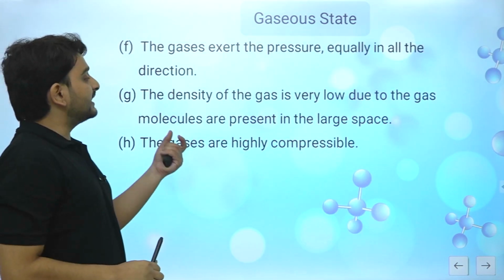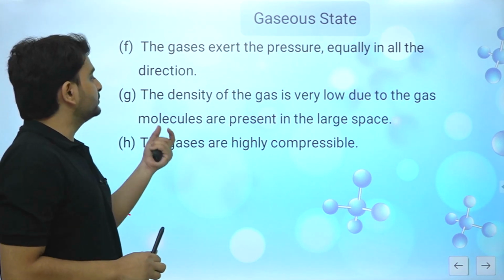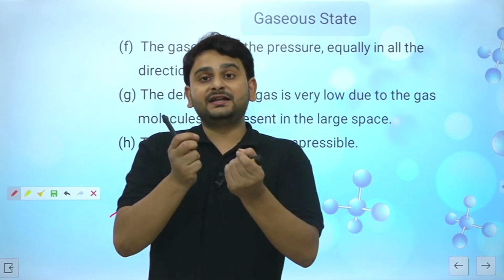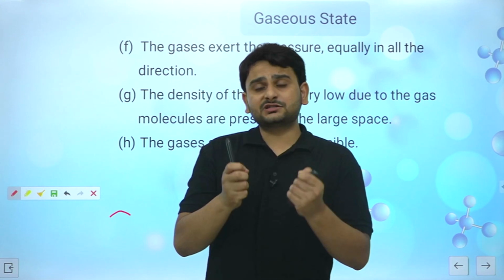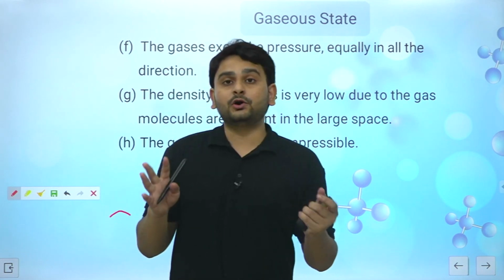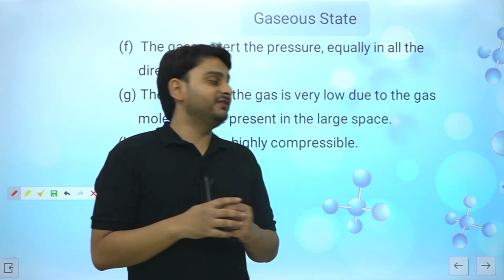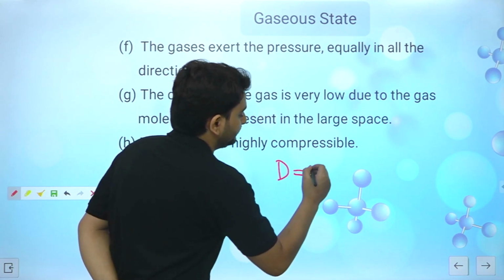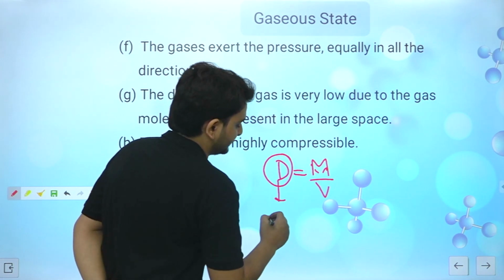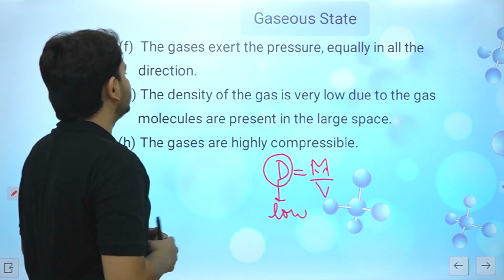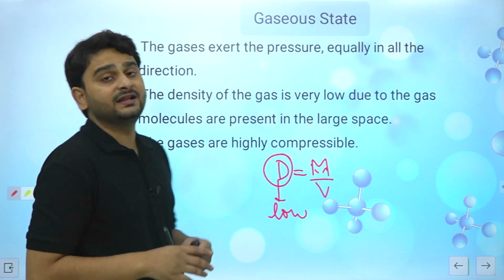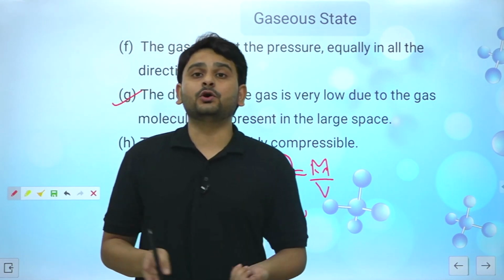Okay, the density of the gas is very low because the gas molecules are present in a large space. Because the particles are small, they generally have less mass, and they occupy the entire container or entire free space, so the volume is a lot. We know that density is mass upon volume. So mass is generally less and volume is higher, so that's why density is on the lower side. All right, I hope it makes sense. So the density of the gas is very low due to the gas molecules present in a large space, right? We are talking in the context of the volume over here.